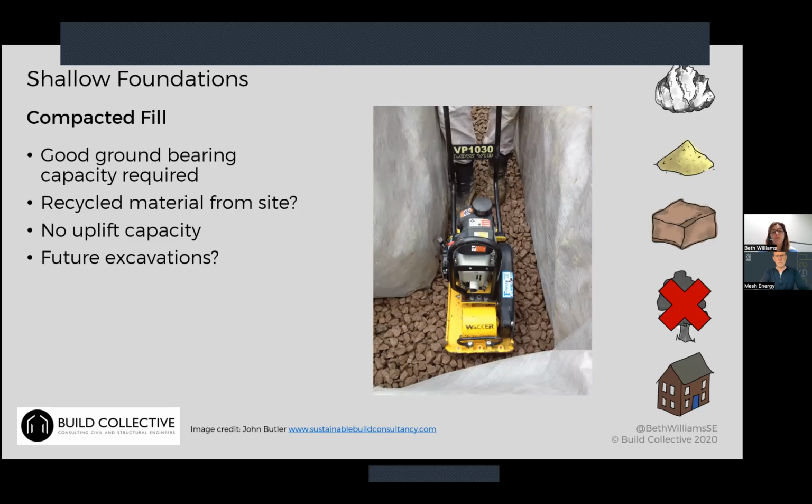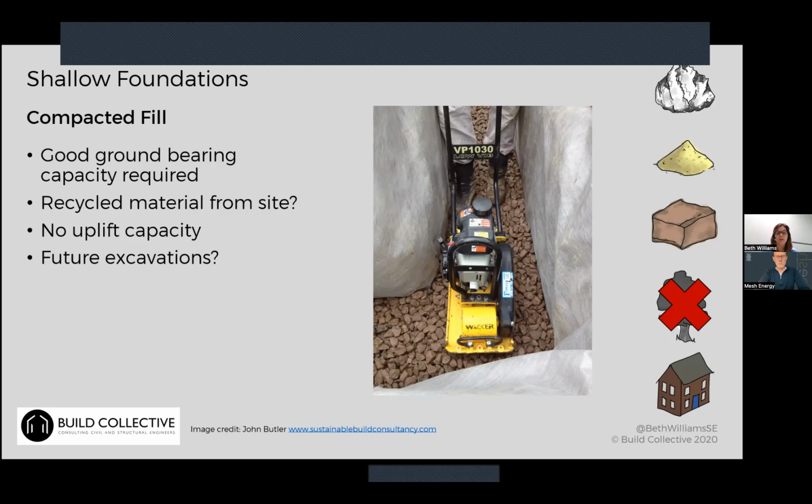Again, you don't have any uplift capacity in this type of foundation because it's not bonded together in any way. And you would want to think about what would happen if somebody were to dig down next to that gravel fill trench in future, for example, to build an extension onto your building. That's why in the picture here you've got a geotextile that is containing the fill, so that you've got some sort of temporary protection, at least if you were to dig down near it in the future.